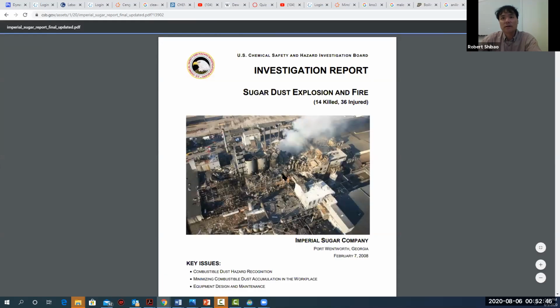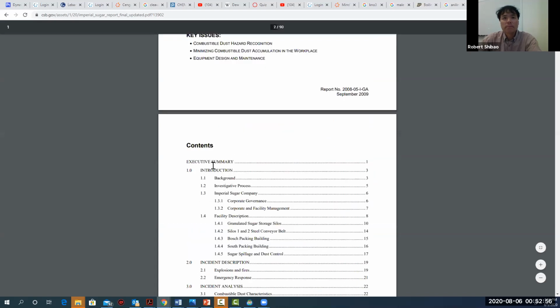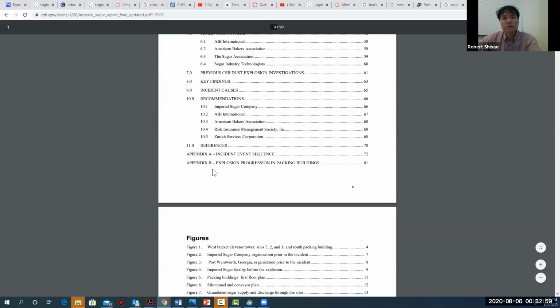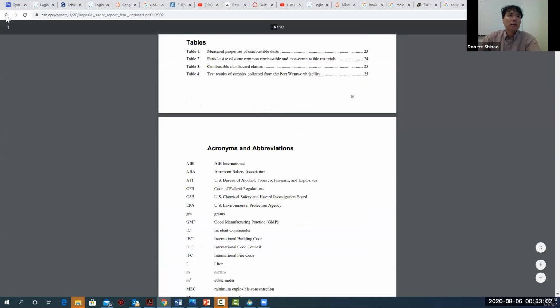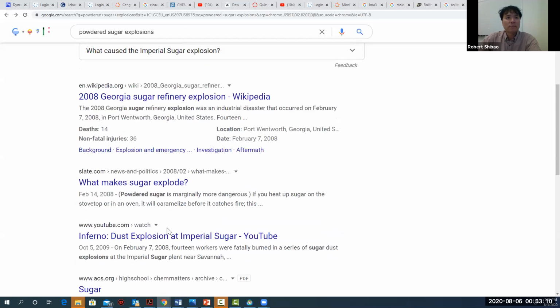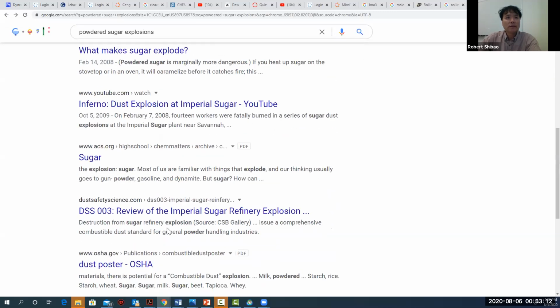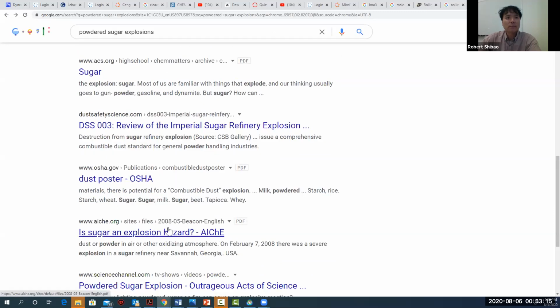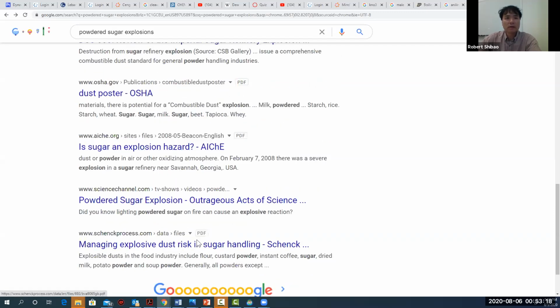Look at the damage here. This is the Imperial Sugar Company in Georgia. 14 people were killed, 36 injured in a sugar dust explosion. And so if you are interested, this is just one of many. There's sugar and silo. That's the same one. In bakeries it happens, they have powdered sugar and powdered flour explosions. And so you gotta watch out.